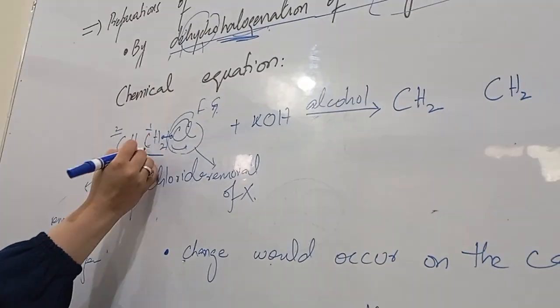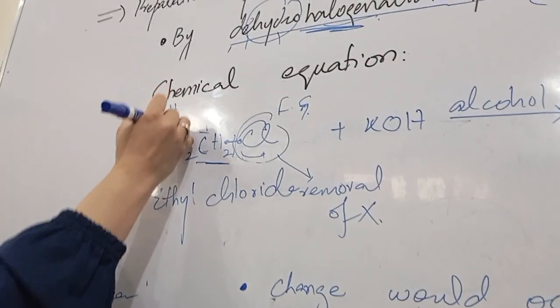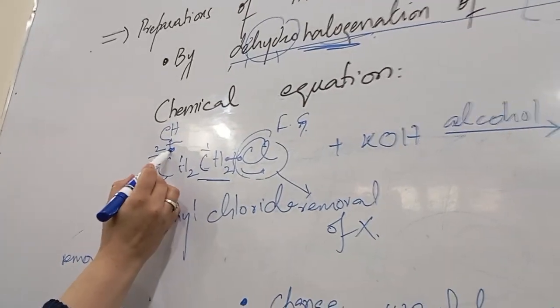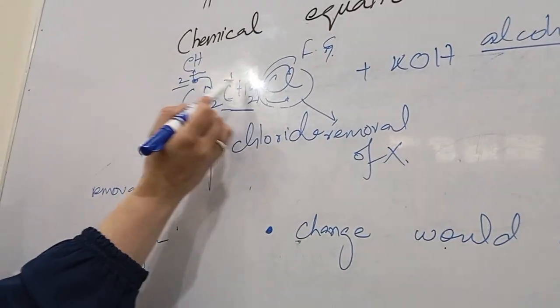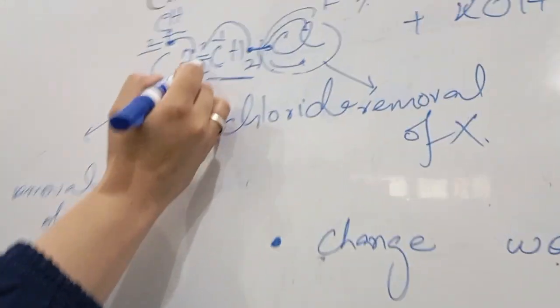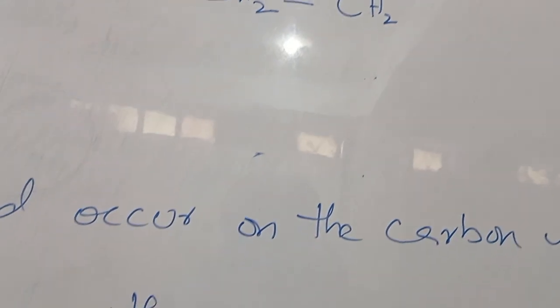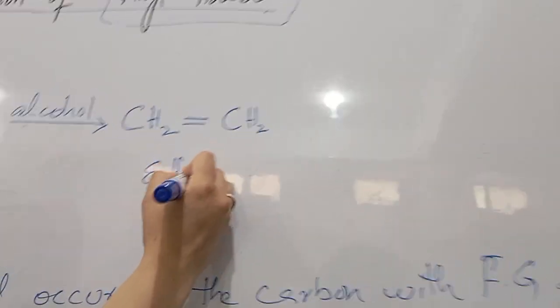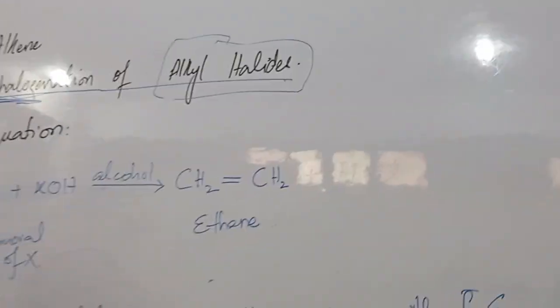The chlorine, when it is leaving the group, is taking its own electron, leaving one electron of carbon behind. Similarly, when the hydrogen is removed, it is also taking its one electron, leaving one electron behind. So both of the electrons come together here and form another bond, which will ultimately become a double bond. It means we have formed an ethene.